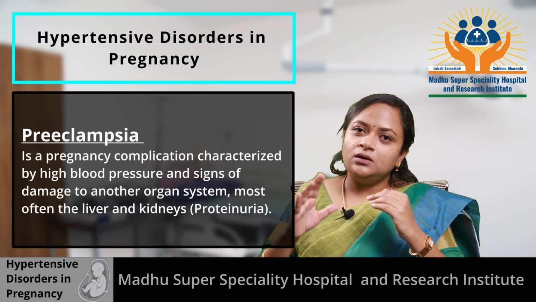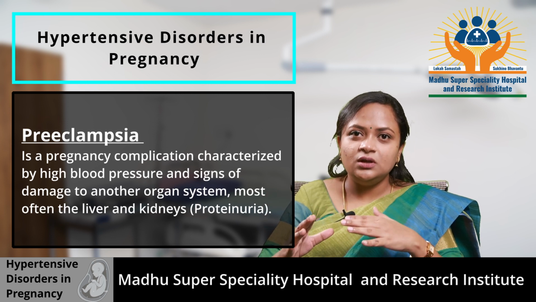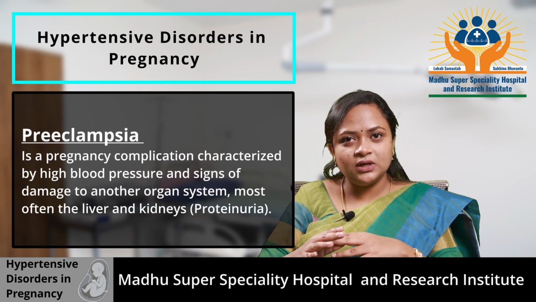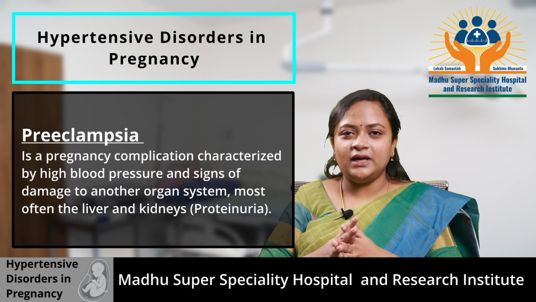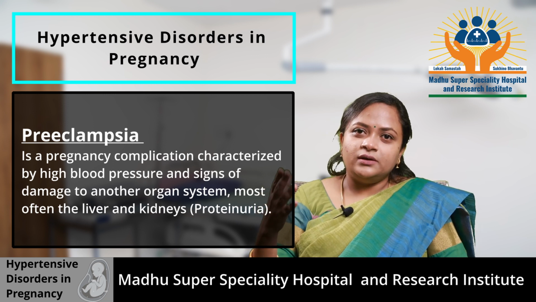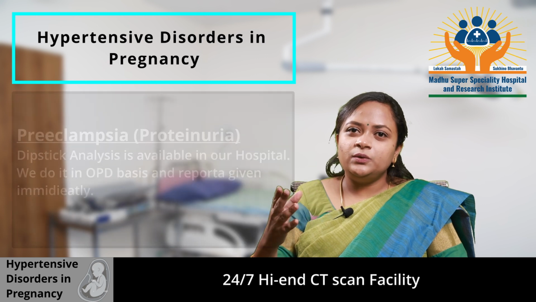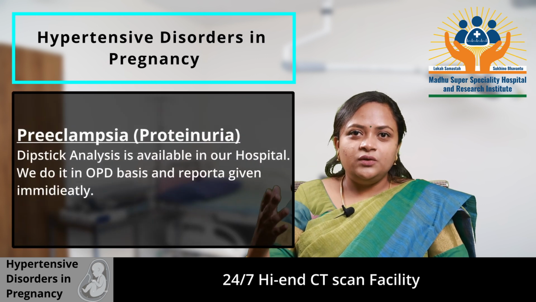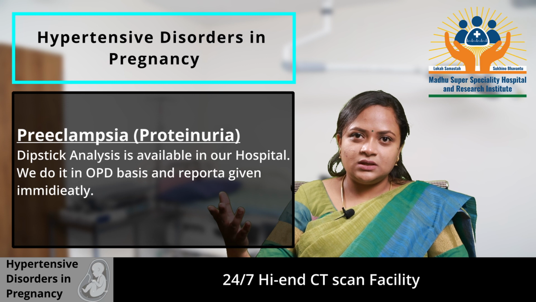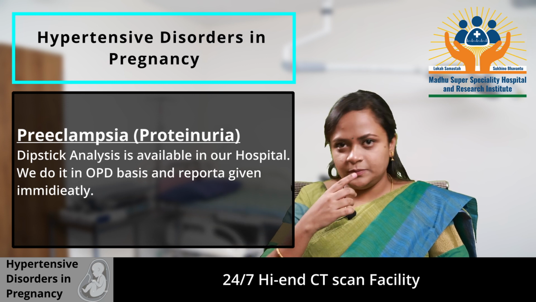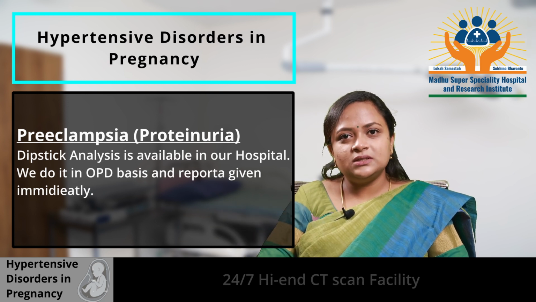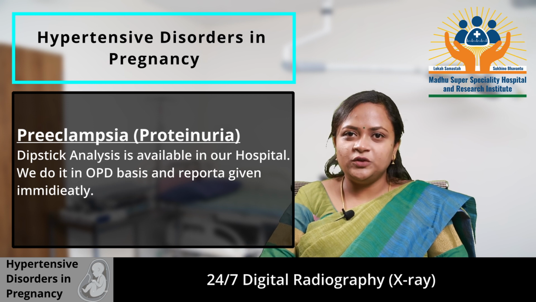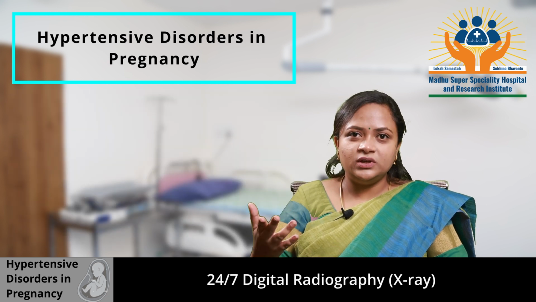Preeclampsia is the same thing, gestational hypertension, but it is associated with proteinuria or any end organ damage. I'll tell you what end organ damage is later. For protein in the urine, we need not wait for the lab investigations. As the dipstick is available in our hospital, we do it on an OPD basis and report it immediately to the patient, so they need not worry about it.